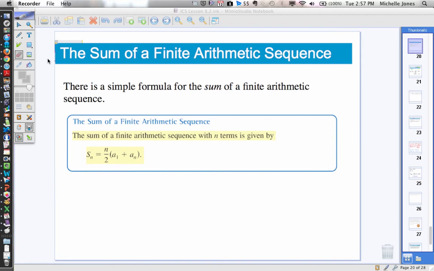All right, Intro to Calc and Statistics, here we go. This is lesson 8.2 continued. In 8.2 we've been talking about arithmetic sequences, and today we're going to continue by talking about finite ones.